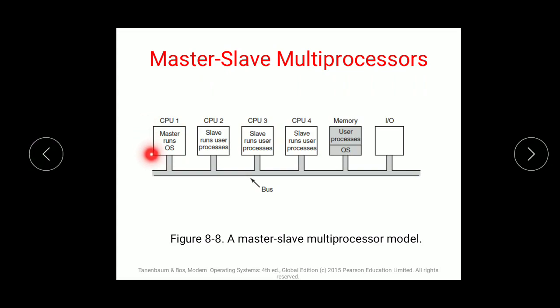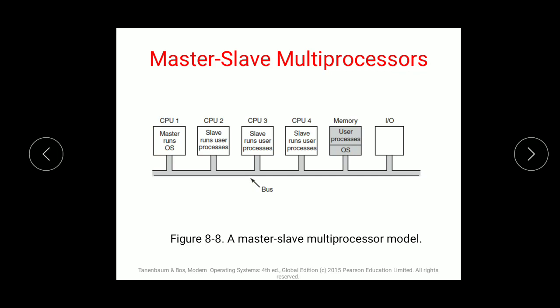As you can see, one master and then you have all the slaves, then you have memory, and then you have input output. How it works, we'll see that. In this model, that is the master slave multiprocessor model, one CPU works as a master and others as slaves. So CPU 1, which is at the first, will be the master, and all the remaining will be the slaves. One copy of the operating system and its tables is with the master and not with the slaves. So the operating system copy will be in the hands of the master and not in the hands of the slaves.